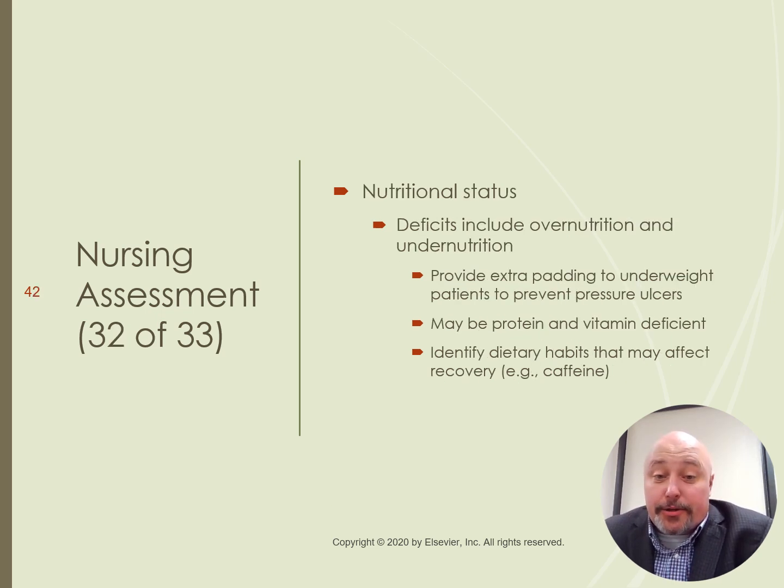Nutritional status and nutritional deficits include overnutrition as well as undernutrition. Provide extra padding to underweight patients to prevent pressure ulcers. They may be protein and vitamin deficient, and identify their dietary habits that may affect their recovery, such as caffeine.